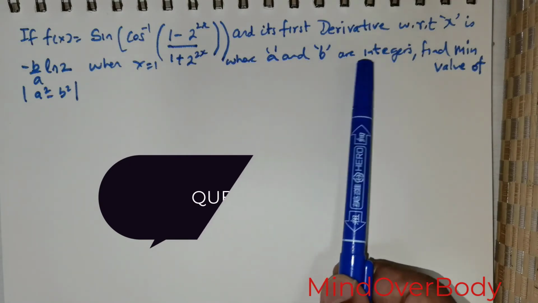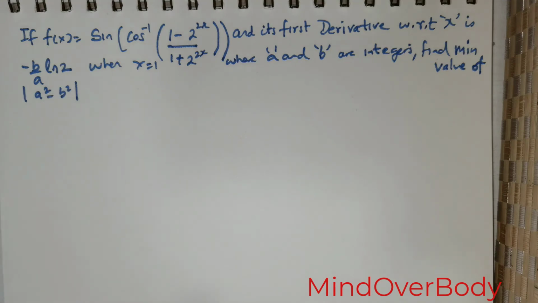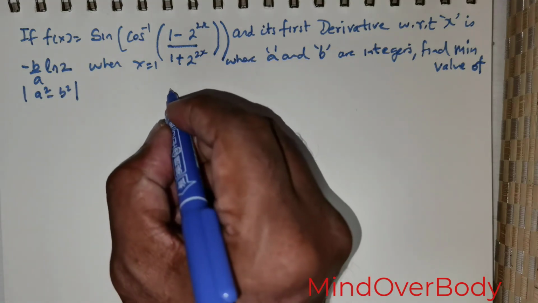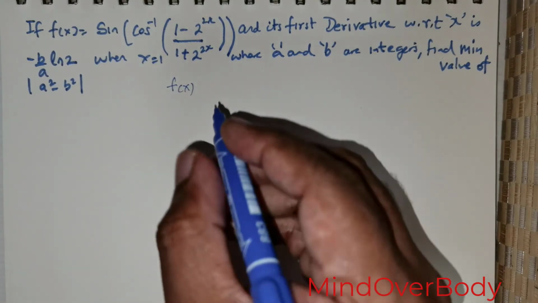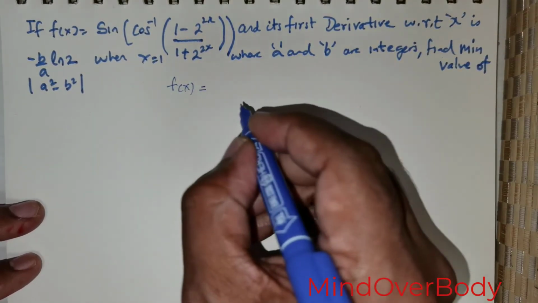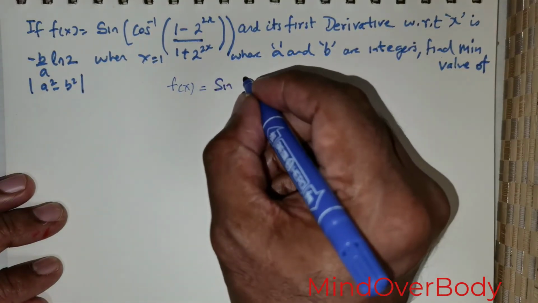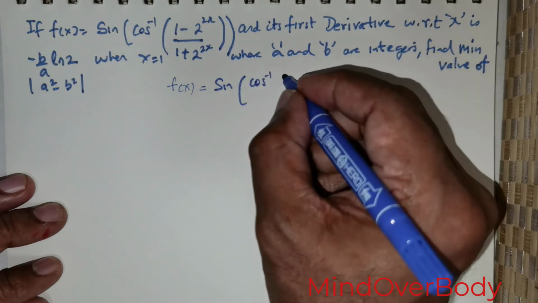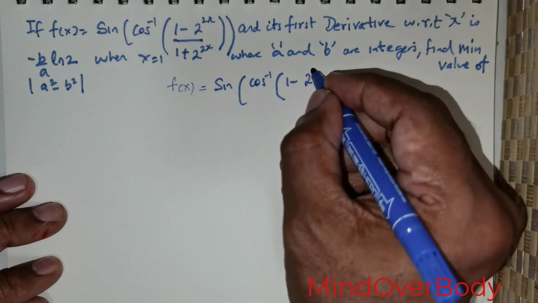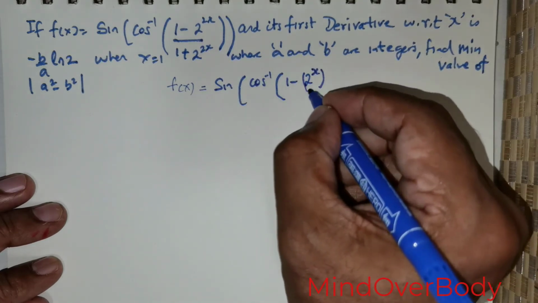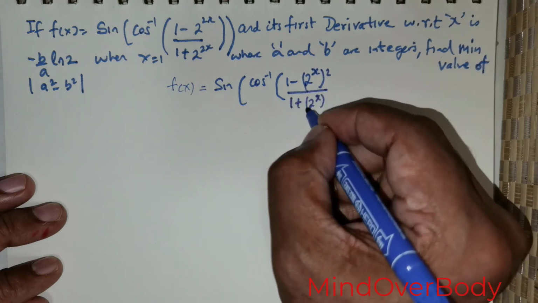And a and b are integers, and we are expected to find the minimum value of modulus of a squared negative b squared. So first, let us place the function. F of x is given to be sine of cos inverse of 1 negative, now 2 raised to the power of 2x. I'm going to write this as 2 raised to the power of x raised to the power of 2 divided by 1 positive 2 raised to the power of x raised to the power of 2.